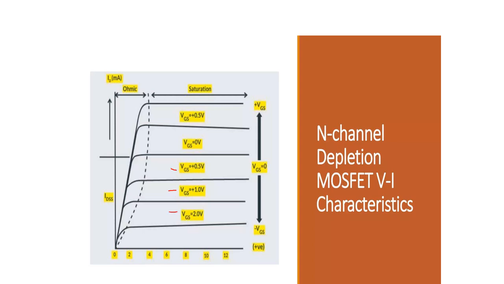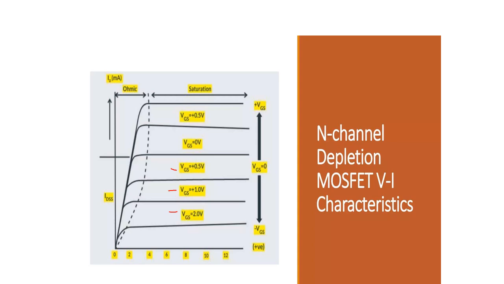Okay, as you can see from these characteristics, when VGS equals 0 volt, there will be a huge amount of current flow. Whereas if we apply a VGS of minus 0.5 volt, minus 1 volt, or minus 2 volt, then you will find the currents are getting decreased. And if we apply a certain voltage, VGS equals minus 4 volt, let's say, then you will find the device is entering into the cutoff mode.